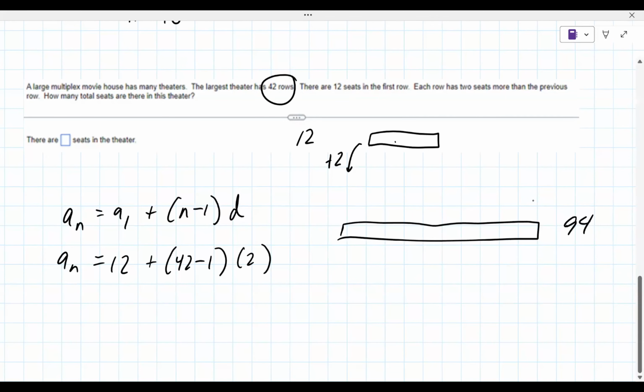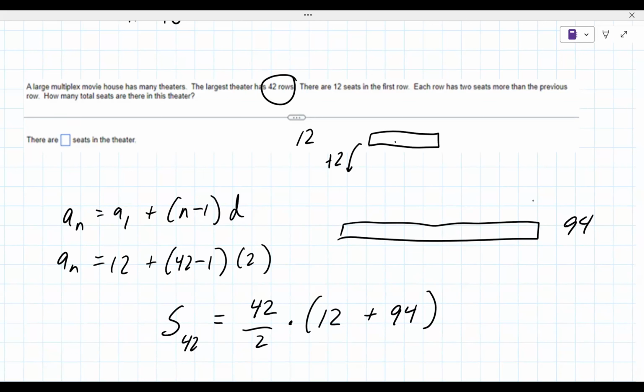All right, so 94. That's what I got too. So that's important because we're doing the sum of the first 42 rows. It's 42 over 2 times however many are in the first row plus however many in the last row, which is 94. Okay, this problem might be wrong because it said that the correct answer was 2,226. Yeah, we're going to get that when you do this.